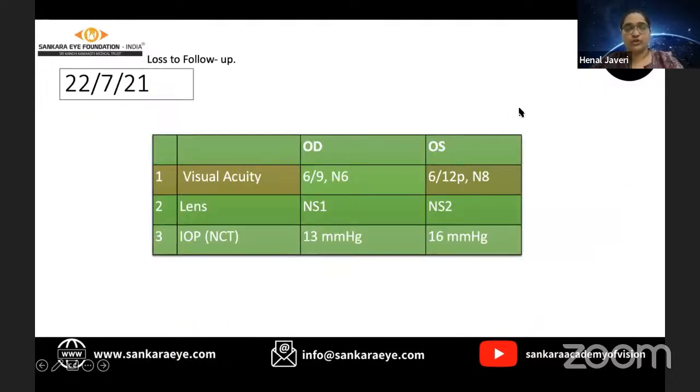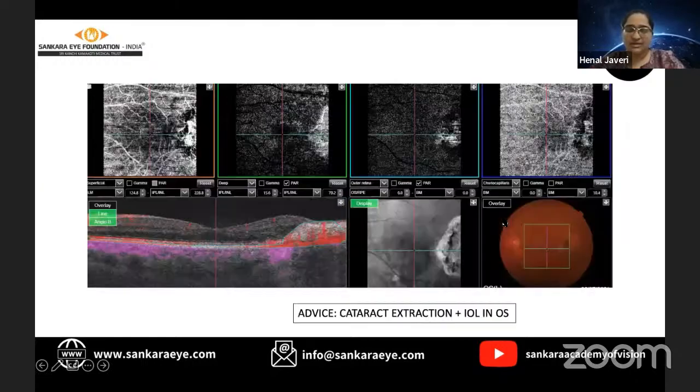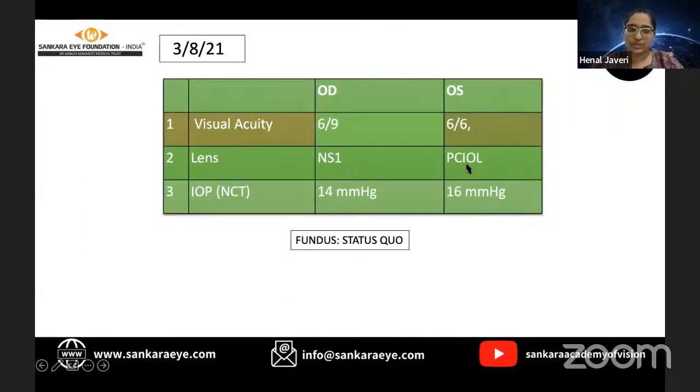Patient was then lost to follow-up for the next 4 months and presented on the 22nd of July for a follow-up. At this point, the vision was almost similar at 6/12 partial. Cataract changes had advanced and had progressed to a grade 2 cataract in the left eye. So on OCT, we appreciated the scarred extrafoveal CNVM. And since there was no activity, we advised the patient to go on with cataract surgery in the left eye. Patient followed up post-surgery and the findings were status quo. The vision had improved to 6/6 in the left eye.